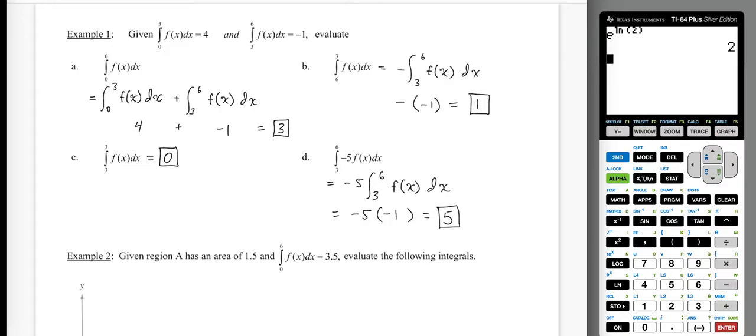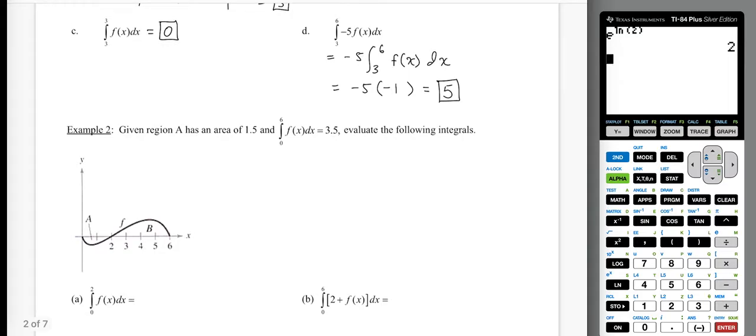Example 2, given region A has an area of 1.5. All right, so has an area of 1.5, but that's below the x-axis. So they must be talking about a negative area. Well, its area is 1.5, but the integral must be negative, I should say. So from this, we can now conclude that over the interval of 0 to 2, f of x dx must have an integral of -1.5.